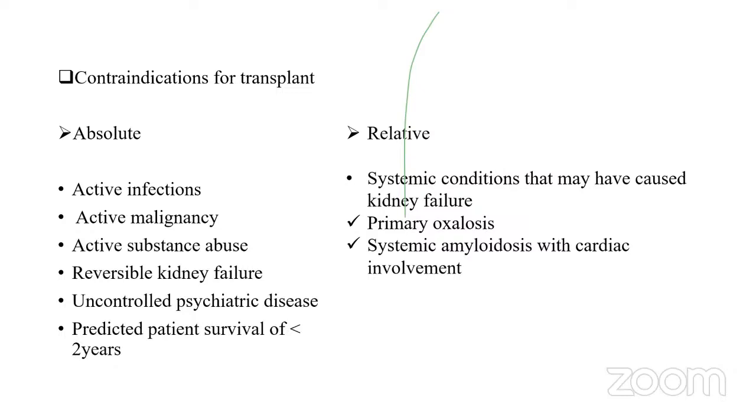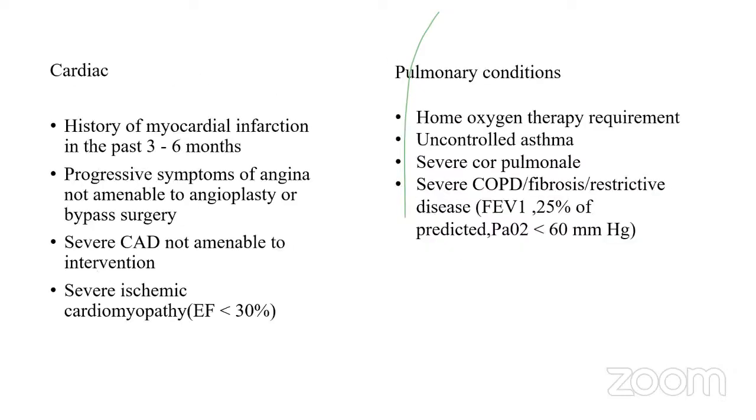Relative contraindications are systemic conditions that may have caused kidney failure, primarily oxalosis and systemic amyloidosis with cardiac involvement. Cardiac relative contraindications are a history of myocardial infarction in the past 3 to 6 months, progressive symptoms of angina not amenable to angioplasty or bypass surgery, severe CAD not amenable to intervention, and severe ischemic cardiomyopathy with ejection fraction less than 30%.